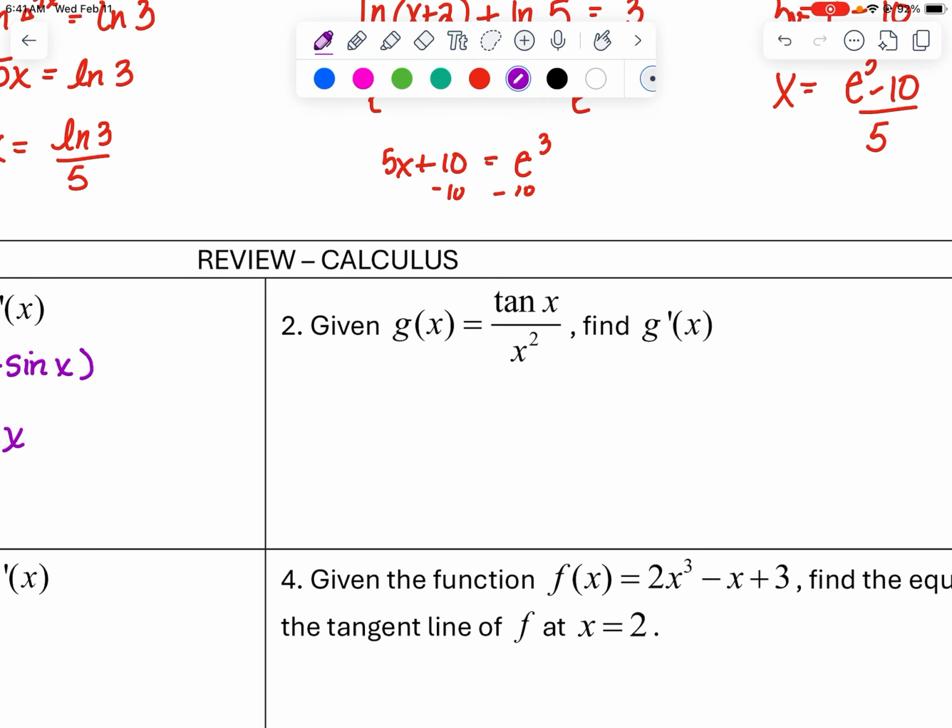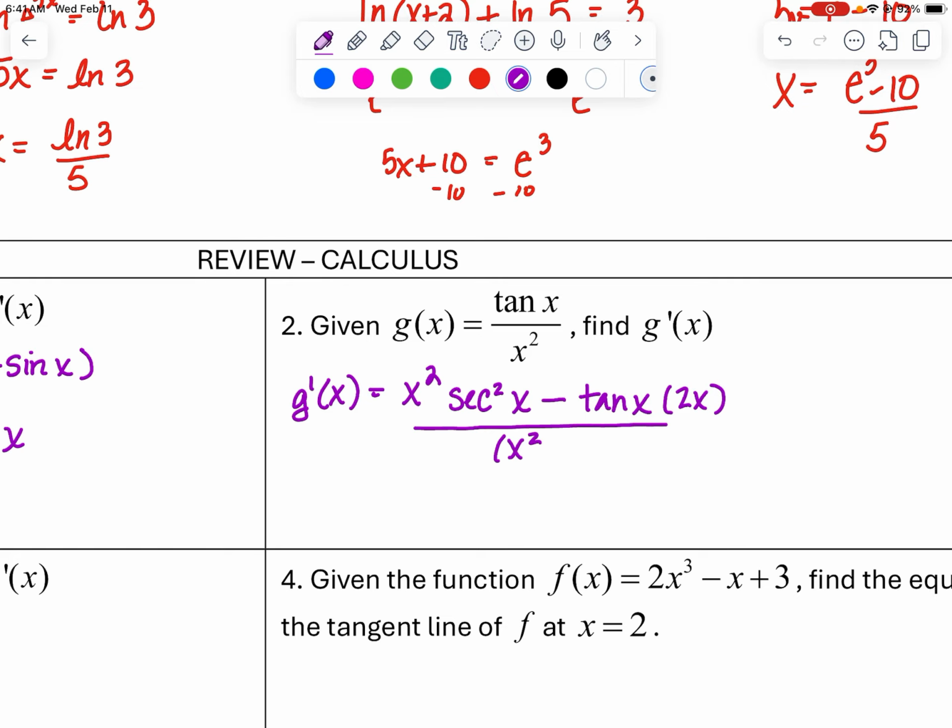Number 2 is quotient rule. We have one function divided by another function, and so to take the derivative of that, we need to do low d high, so low x squared. D high, the derivative of tangent is secant squared x. Low d high minus high d low. So high is tangent x. D low is the derivative of the bottom, 2x, over low low, which is x squared, squared.